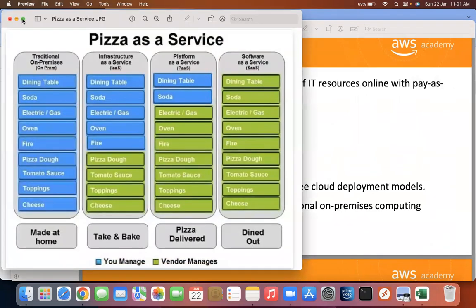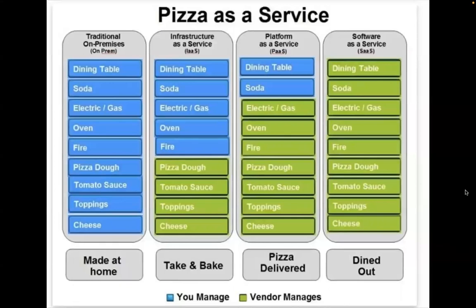Just take the example of this pizza, right? You want to eat a pizza. So what are the different ways to have that, right? The first one is the example of on-prem. Second is IaaS. Third is PaaS, and fourth is SaaS, right? So the blue one is what you manage, the green one is what the vendor manages, right?